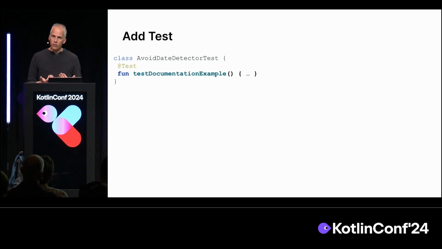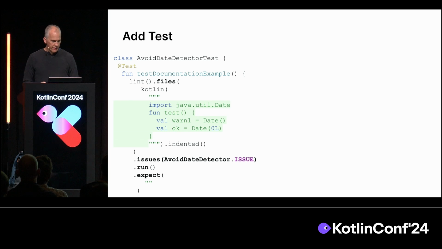So I often start with a unit test, especially when I'm fixing a bug like a false positive or a false negative. And the fastest way to debug is just to have the target scenario as a test and then keep running it and tweaking it until the test passes. So here's a basic Lint test.